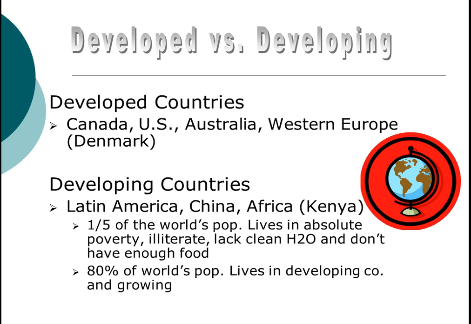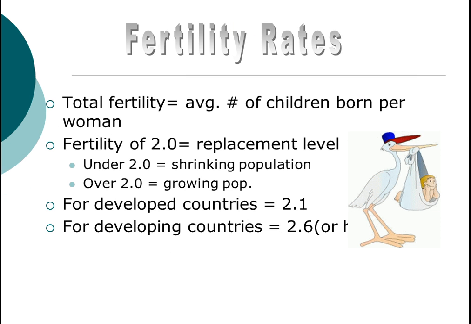So what we see is that a fifth of the world's population is living in absolute poverty. They're illiterate, they lack clean water, and don't have enough food. 80% of the world's population lives in the developing countries, and that number is growing because their birth rate is still much higher than their death rate, as opposed to the rest of the world that's developed, where we have slowed our population growth. So the developing countries have more and more people. But remember, they're not necessarily the biggest problem. Even though we have a much smaller population, we use way more resources than they do.